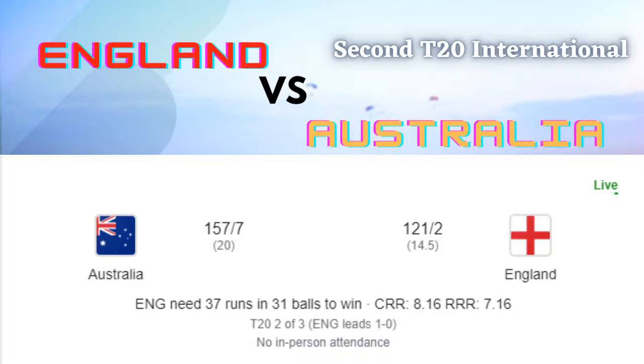England now need 37 of 31. Last ball. Fuller delivery, quicker delivery. Played straight to the mid-wicket fielder. So no run.